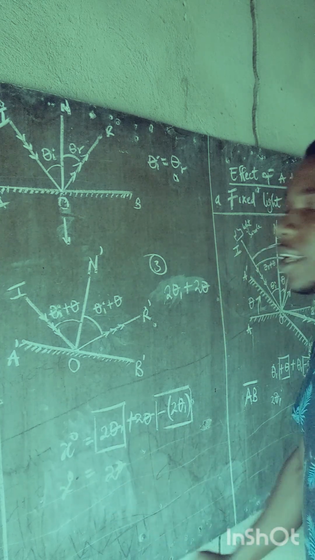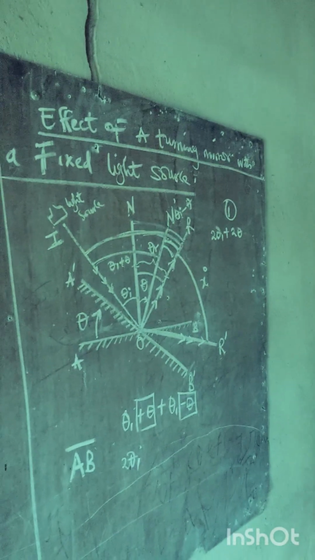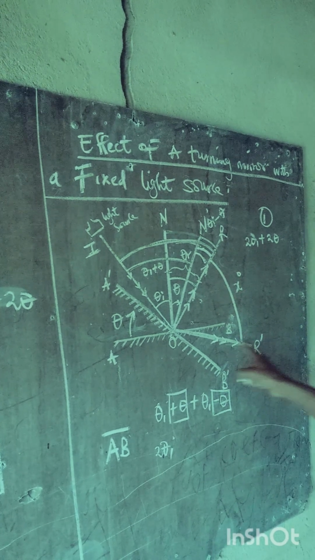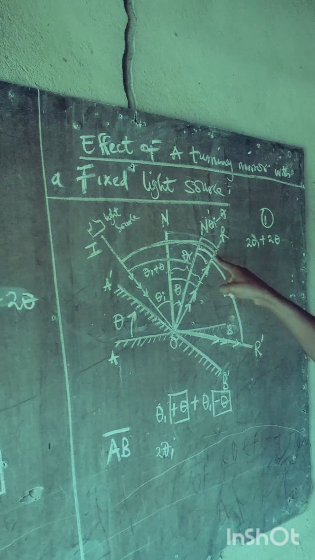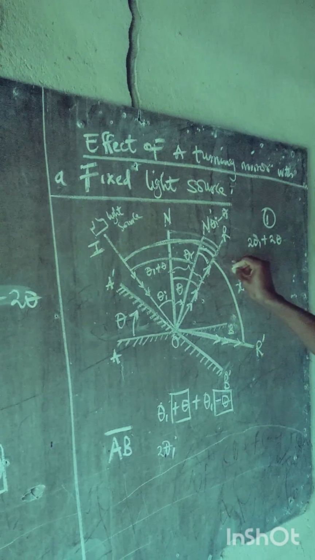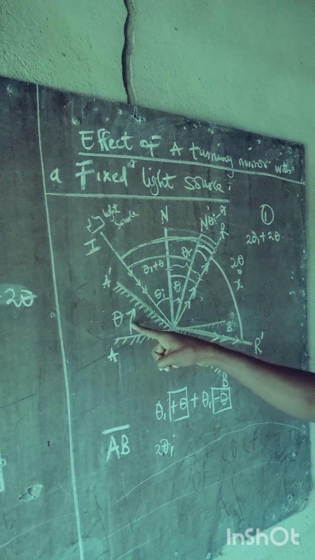In other words, the change made by the final reflected ray with respect to its initial reflected ray, as the mirror position changes, is 2 theta. In other words, twice the angle that was made here.